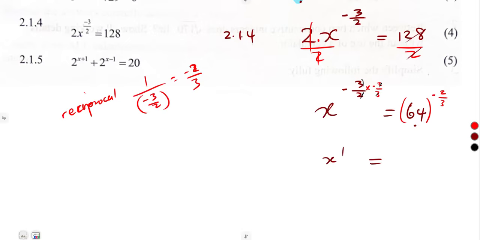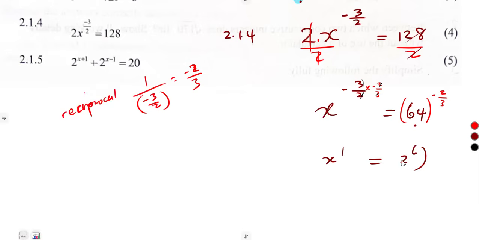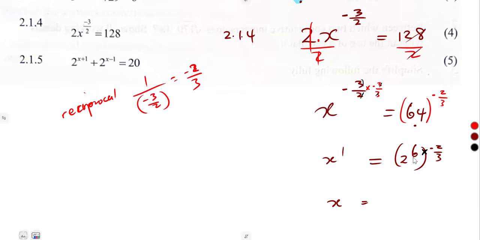Remember, 64 in simplest form, that's 2 to the exponent of 6. All right, 2 to the exponent of 6 raised to the exponent of negative 2 over 3. So remember, guys, I've already explained this law. You multiply the exponents together. So 6 times negative 2 over what? Over 3. That's a negative 4. So this is going to give us 2 to the exponent of negative 4.